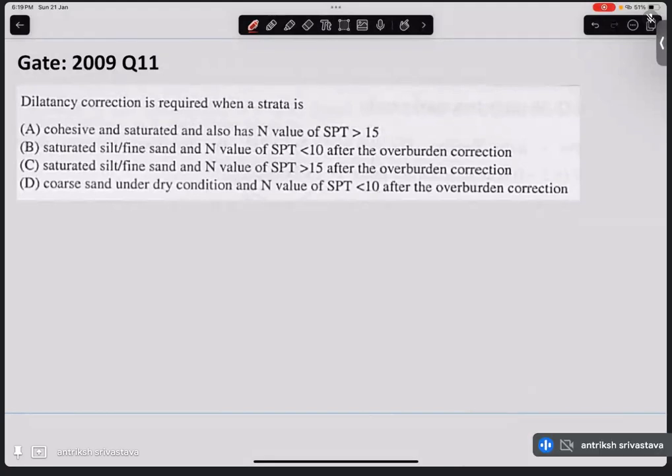C, saturated silt fine sand and N value greater than 50 after overburden correction. D, coarse sand under dry condition and N value less than 10 after overburden correction.